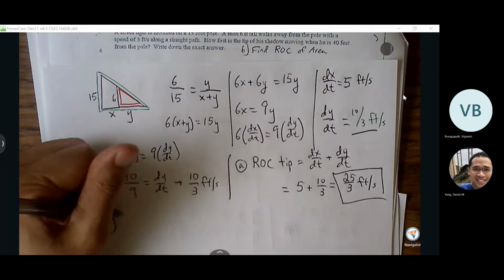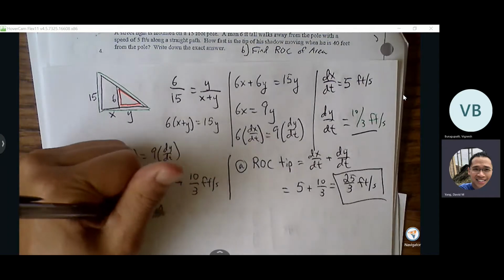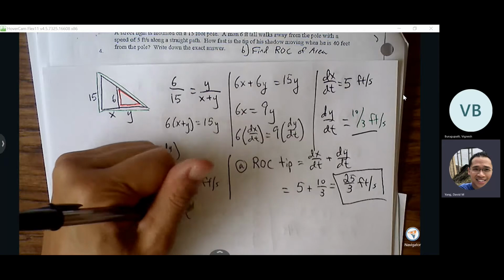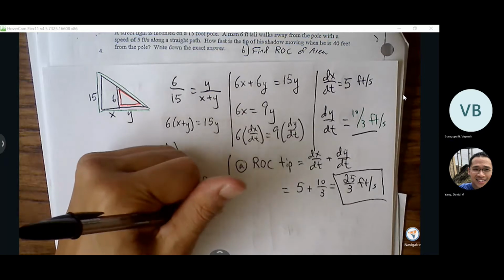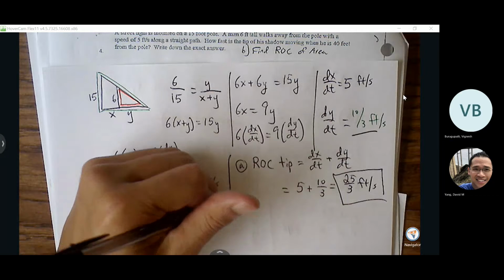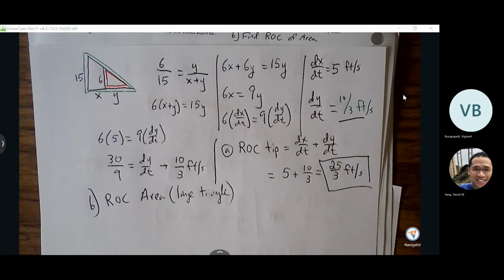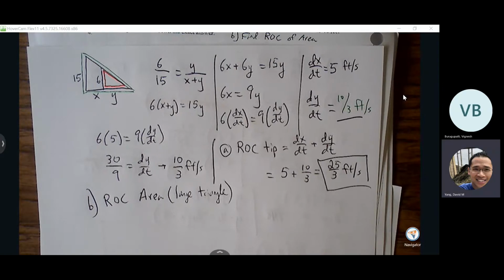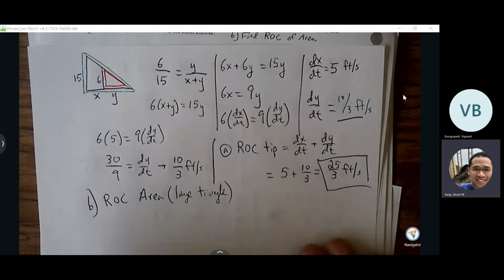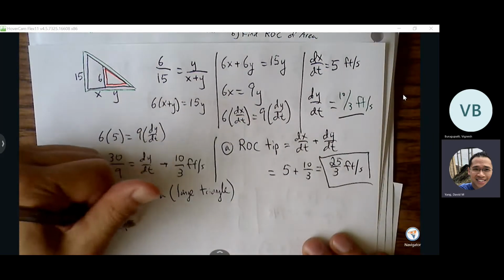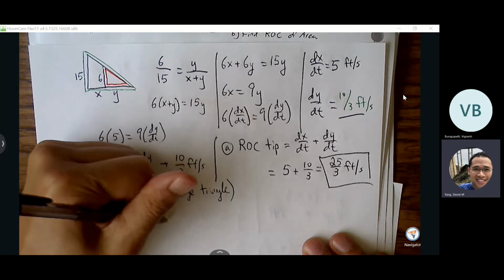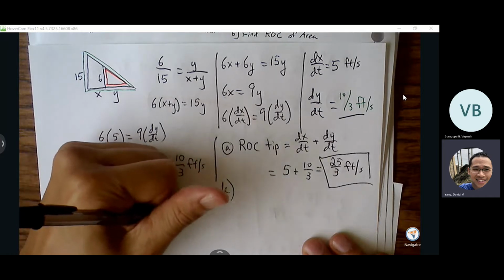Part B, find the rate of change of the area. I meant to say area of a large triangle. At this moment in time. Okay. What's the formula for a triangle? Let's think about that. Yeah, so area is 1/2 base times height.